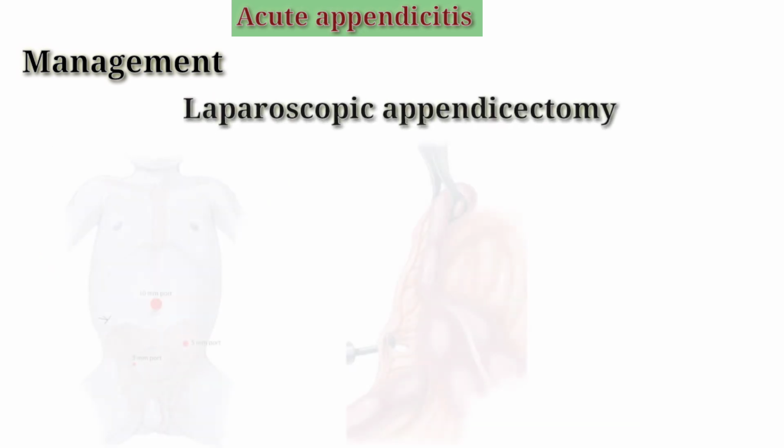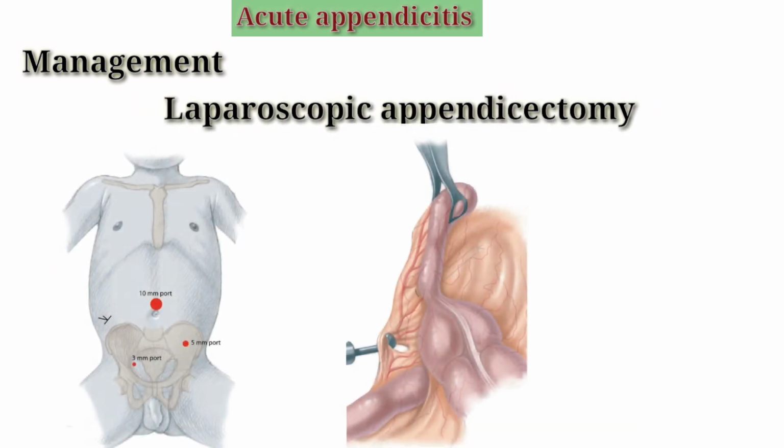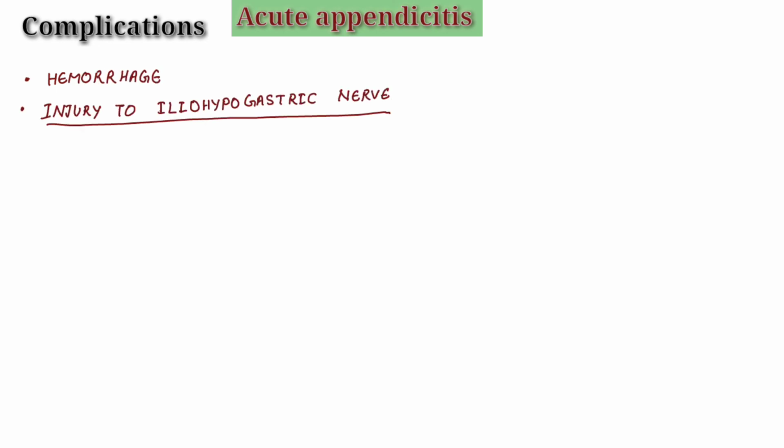In laparoscopic appendicectomy, we put 3 trocars. One infraumbilical, next in the hypogastric, and one in the left iliac fossa. Complications of appendicectomy. Complication can be hemorrhage. Injury to the iliohypogastric nerve. This is the most common nerve which can get injured during appendicectomy. If this is injured, then this can increase the incidence of right inguinal hernia.